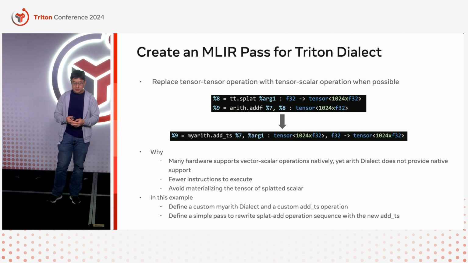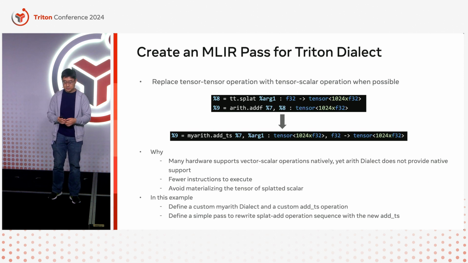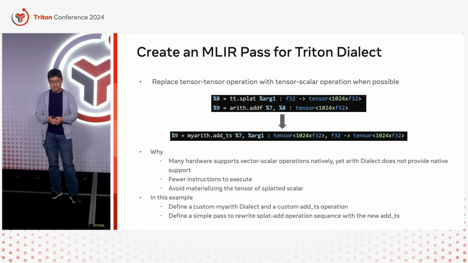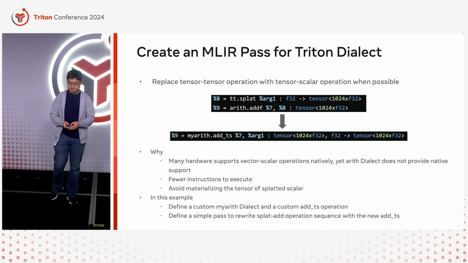In the rest of this tutorial, as I mentioned, we'll define a custom myarith dialect. We'll also define a custom add TS, or add tensor-scalar, operation, and we'll define a simple pass to achieve this rewrite of a splat-add operation sequence with our newly defined operation.